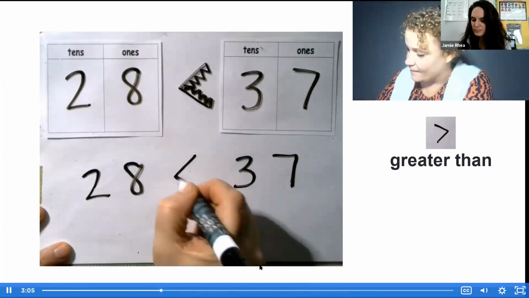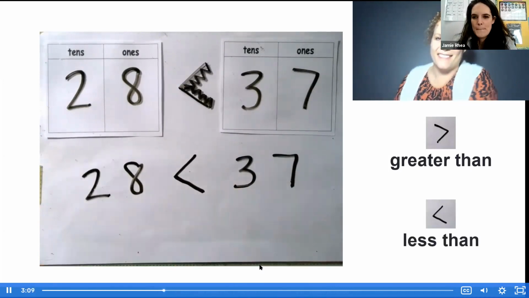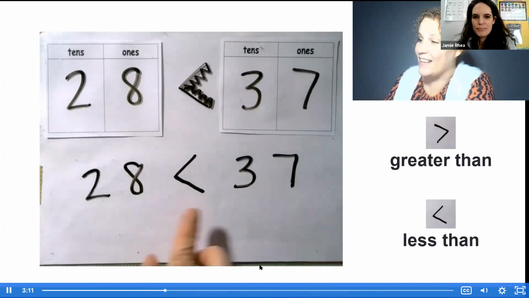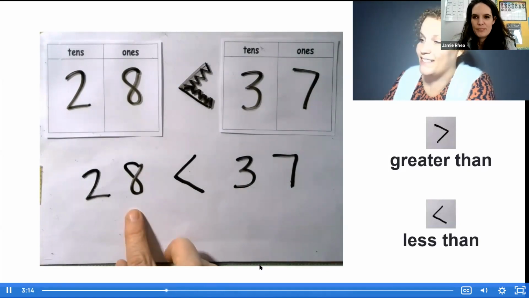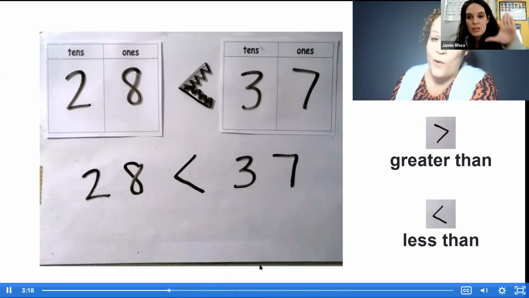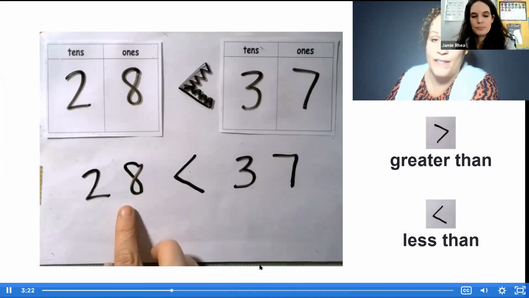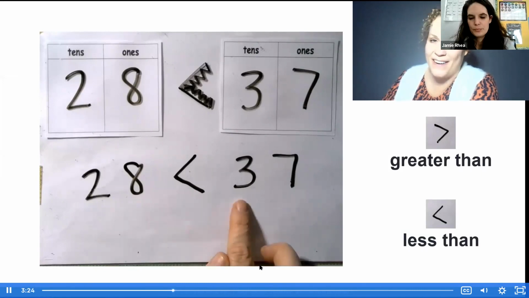This is the less than sign. We need to put a less than sign because 28 is less than 37. And look, when we use the symbol to compare, the mouth still eats the larger number. We're comparing the first number to the second number.